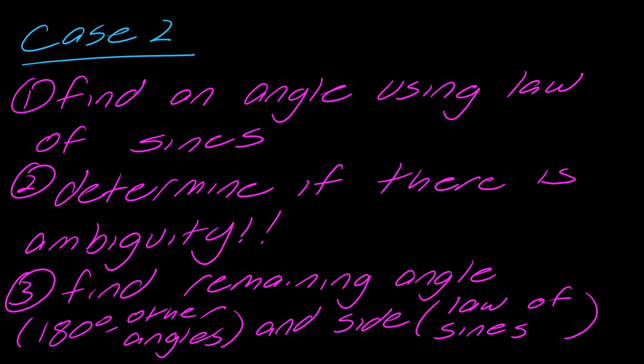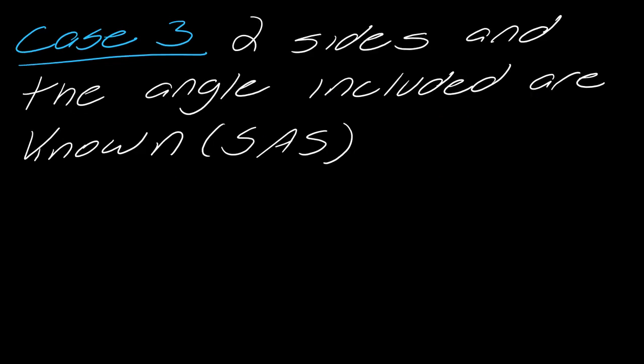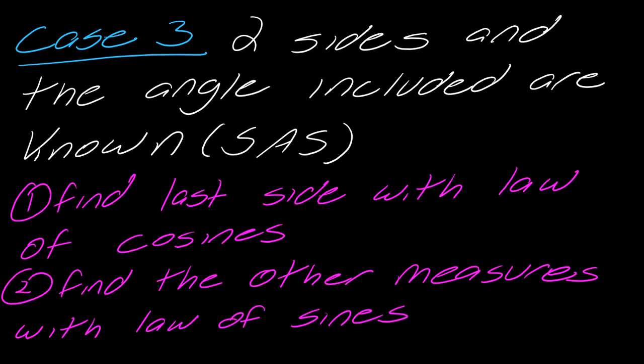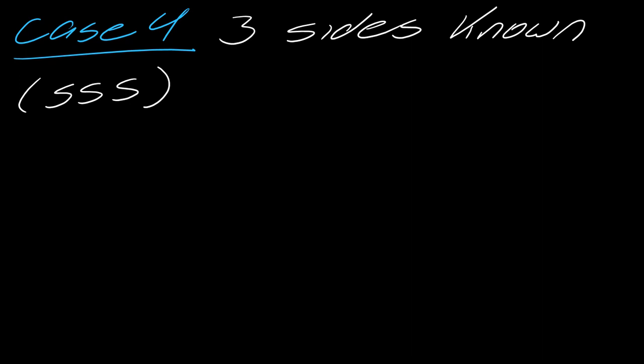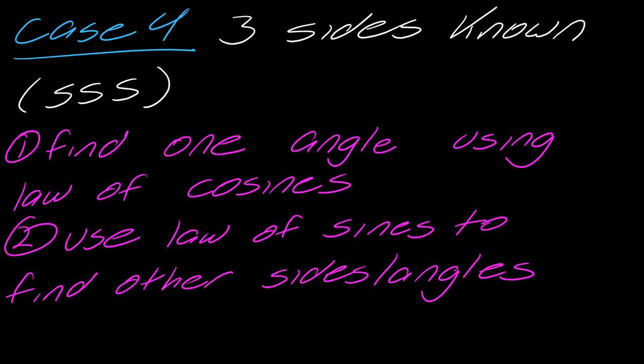And now in this video, we've discussed this idea of two sides and the angle included are known, so that's the side-angle-side case. In this case, we want to find the last side with the law of cosines, and then we can find the other measures with the law of sines. So we saw some examples of that. And then finally, the side-side-side case, where you want to find one angle using the law of cosines, but you do want to make sure that you start with the largest side, right? That's going to be what's isolated to the left. And then we use the law of sines to find the other sides and angles.